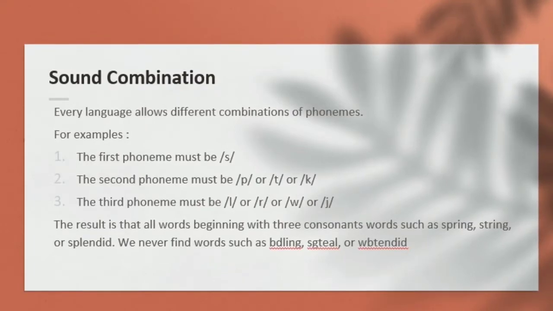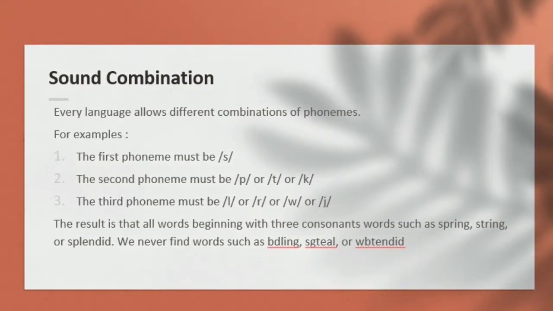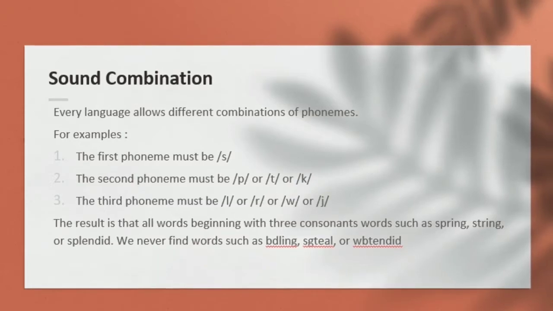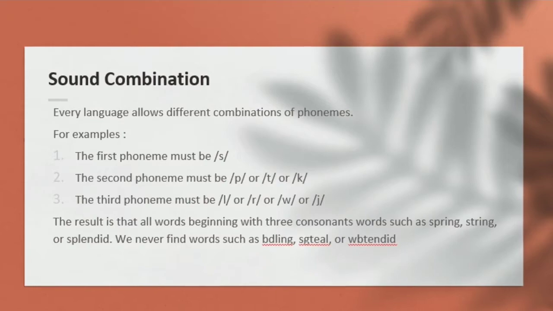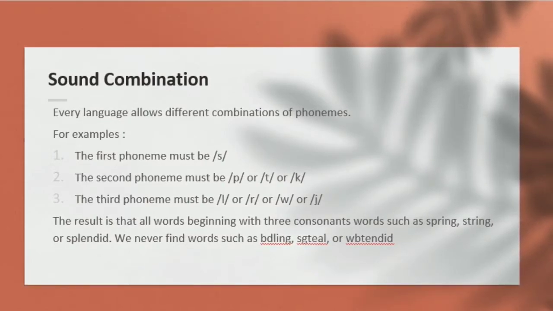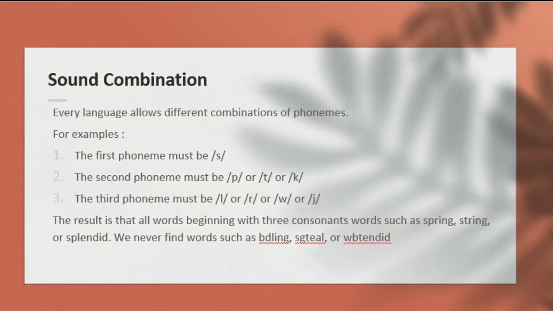The result is that all words beginning with three consonants are words such as spring, string, or splendid. And we never find words such as bling, still, or tended. That would be a bad combination.